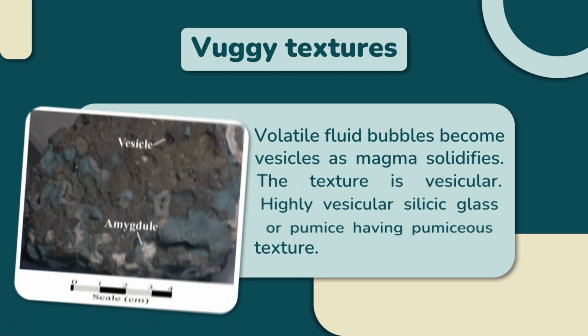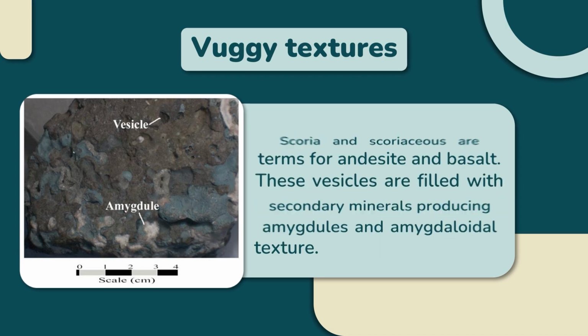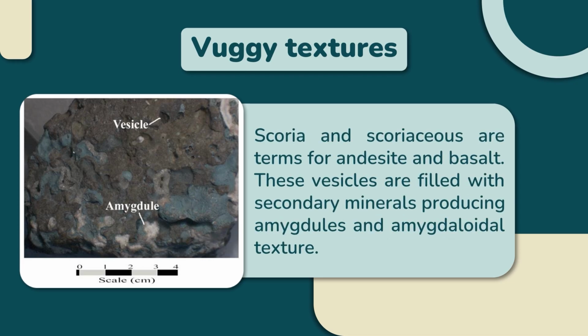Here is the picture which shows vesicles and amygdules. In this case, volatile fluid bubbles become vesicles as magma solidifies. The texture is vesicular. Highly vesicular silicic glass or pumice has pumiceous texture. Scoria and scoriaceous are terms for andesite and basalt. These vesicles are filled up with secondary minerals producing amygdules and amygdaloidal texture.